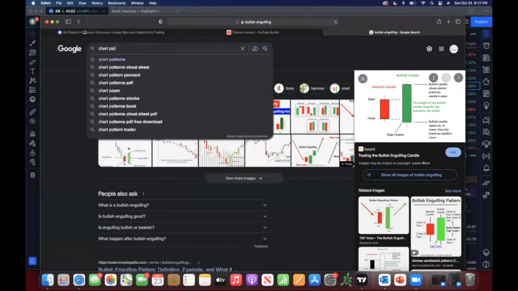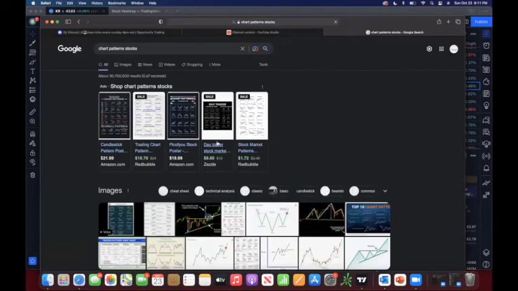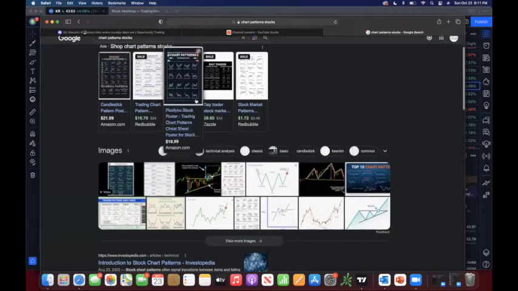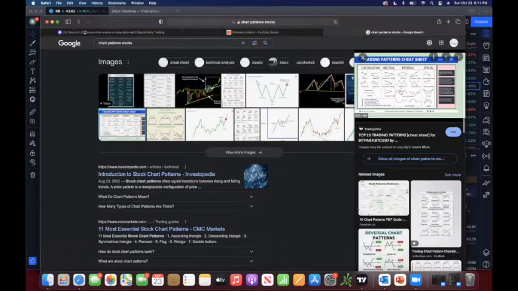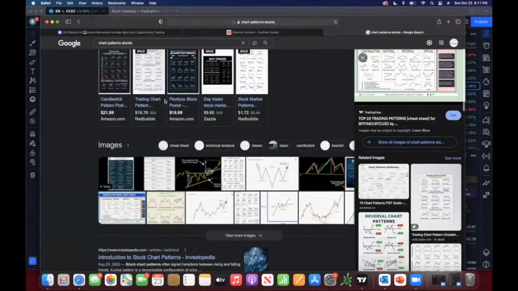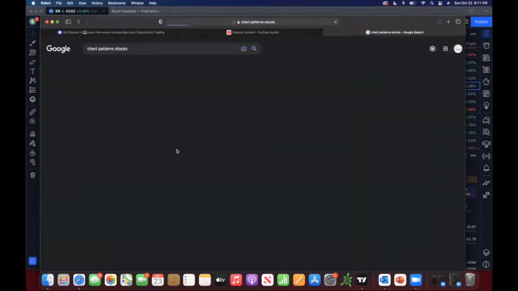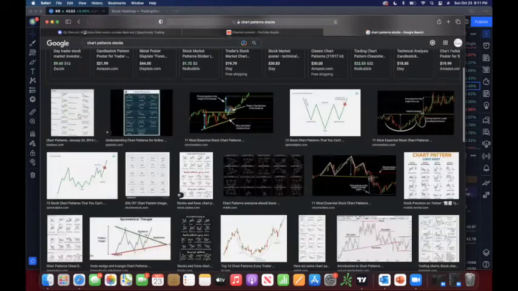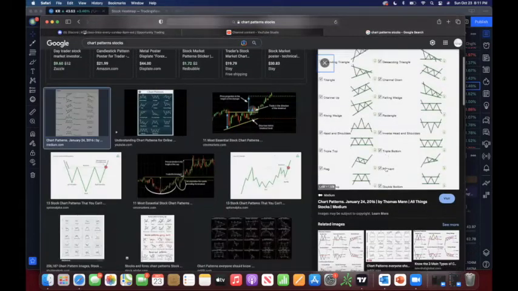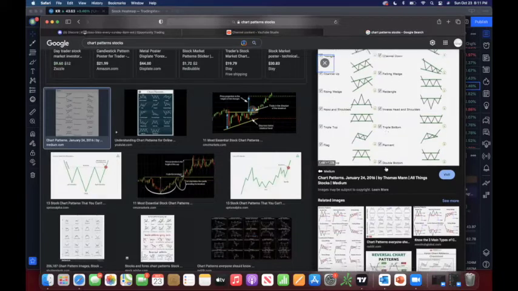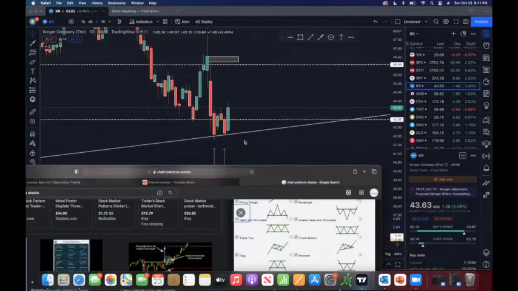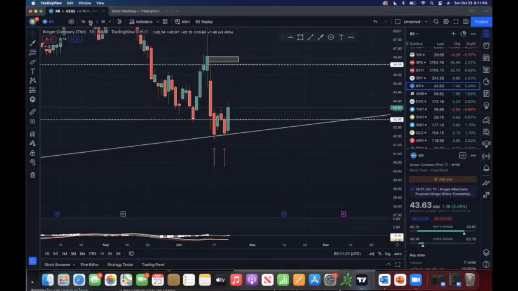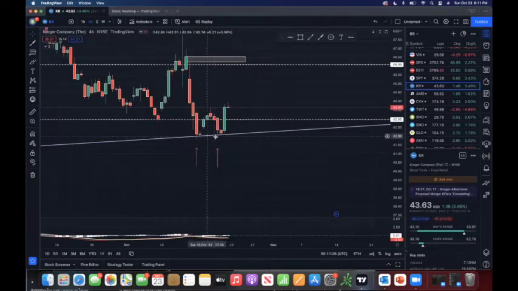Chart patterns, stocks. We go here. There's plenty of templates where you can just take all these different patterns and save it. Put it next to your desk, save it on your phone, whatever. Go and look at it on your phone, and you have all these examples of different chart patterns that you can use, right? And here's the example of the double bottom. Boom, same idea. Look on the 4 hour, it looks even more clear, right?